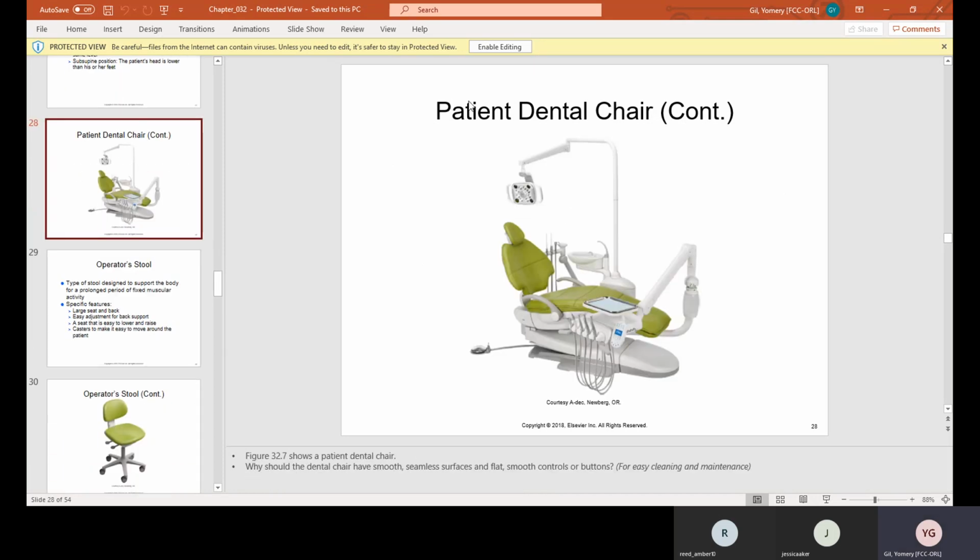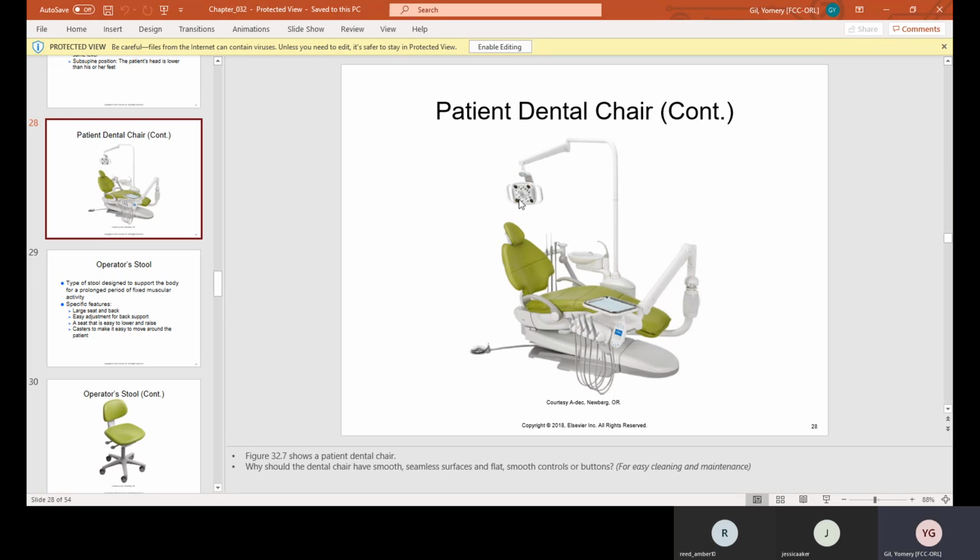So this is an example of a patient dental chair. Okay, this is the unit where the tray goes, the hand pieces go. This is the controls here. This is the rheostat. So if you ever go into the labs and one of the instructors tells you, please step on the rheostat, okay, this is where you're stepping. And this is what controls the hand pieces, okay?